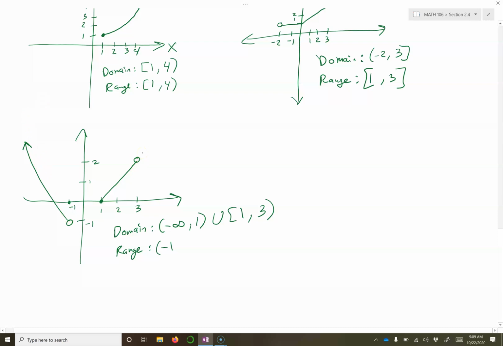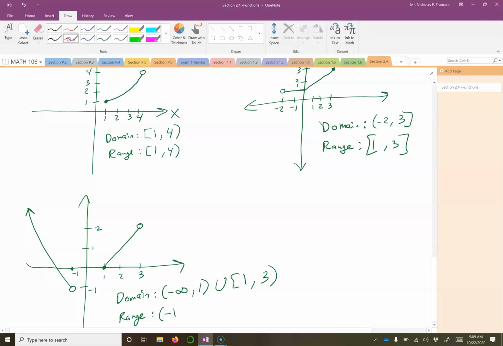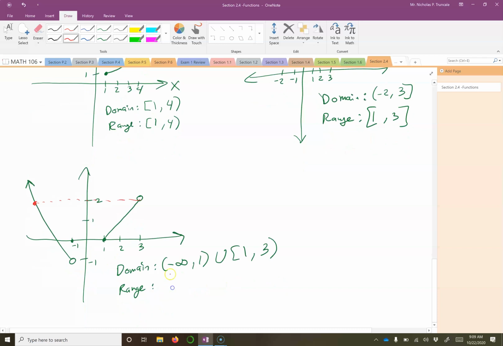This is an interesting thing. Let me get a different color to show you this, because this could happen. It looks like at y = 2, we have an open circle, but then we do have a point right here. So as long as one of them is a point, you can include that value in the range. So I'm going to change this to red. It's -1 to positive infinity, because all those numbers are in the set of outputs to that function. So if you have the graph, domain and range are both easy to find.